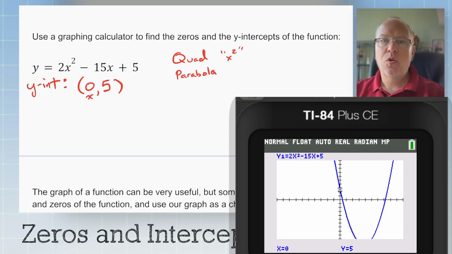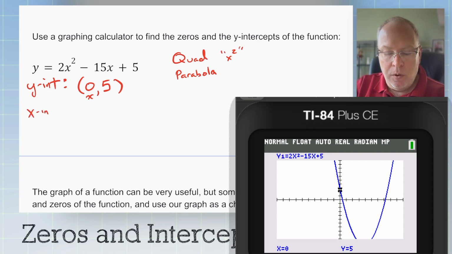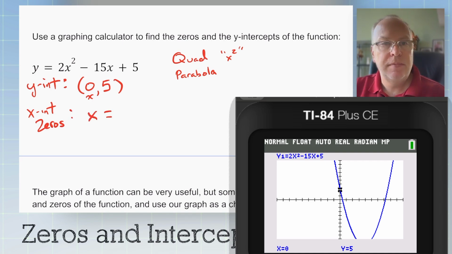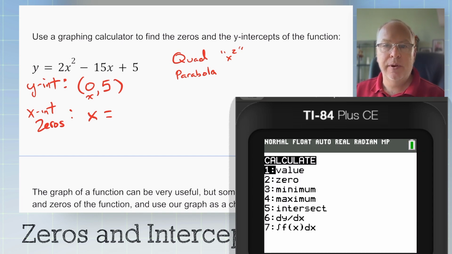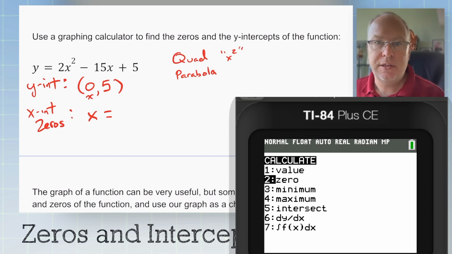Now, x-intercepts aren't quite as easy because the x-intercepts, or the zeros, they are x values. So we can't plug an x in and get an x out, and we can't necessarily ask it. I mean, there are ways to do it, but I want to show you how to get it to show when y is 0. We're going to go back to that second trace, the second calculate. Go back to this screen. Look at number 2. What word do you see there? 0. It's going to tell us the 0.